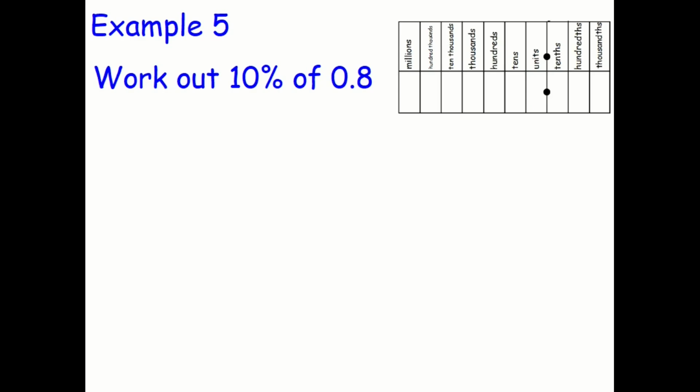Example 5, work out 10% of 0.8. Let's put 0.8 in the table. 0.8, that's my decimal point. All digits jump one column to the right if I'm dividing by 10, and that's what I'm going to do to find 10%. So my 8 is going to go there. That 0 is going to go here, and then I need to make sure that I write this correctly as a number, 0.08. So 10% of 0.8 is 0.08.